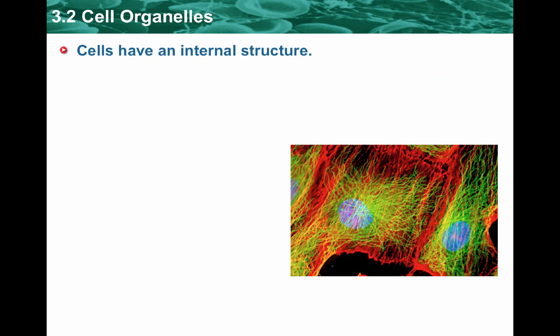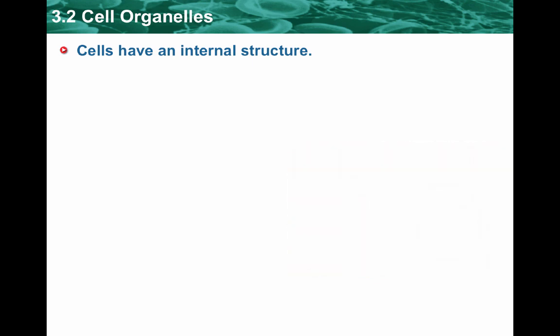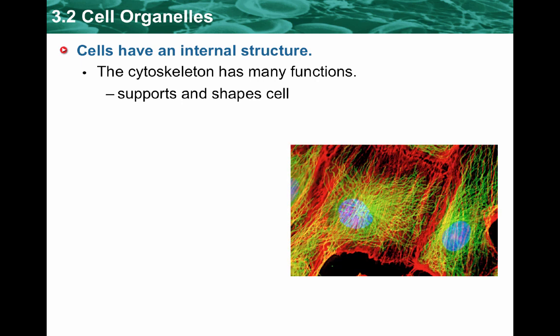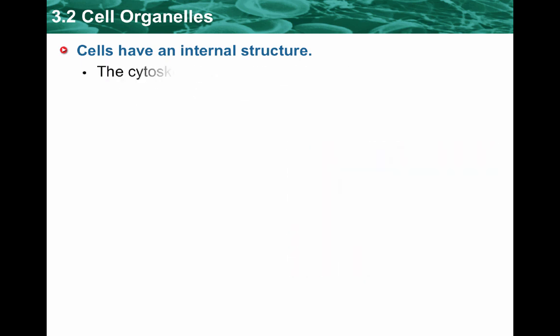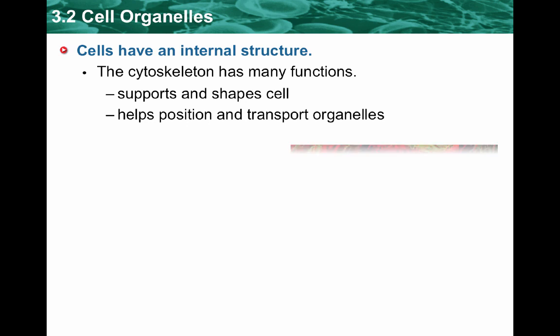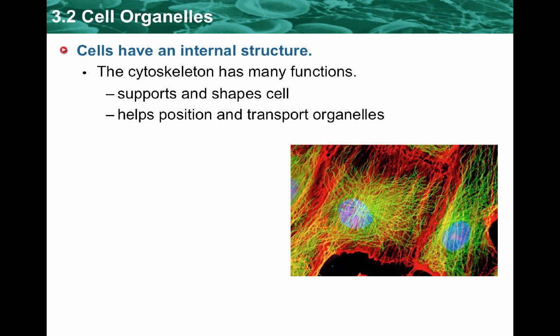So, first of all, the thing you need to understand that we didn't know about a long time ago is that cells really have a very complex internal structure. And that internal structure is composed of the cytoskeleton. So the cytoskeleton, just like the name itself says, it's the cellular skeleton. It has many, many functions, one of which includes that it supports and shapes the cell, that it helps position and transport organelles, right?